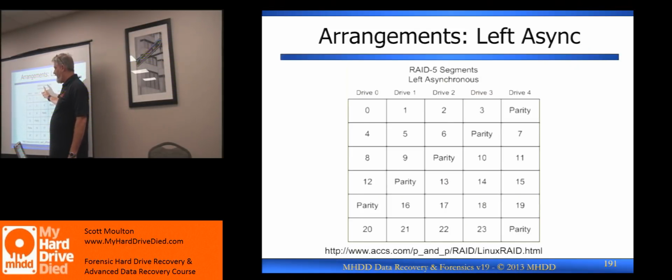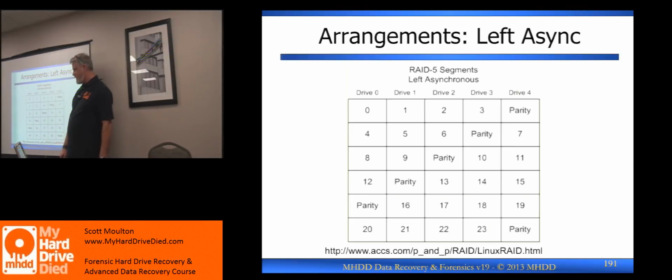There's left asynchronous, and look at the drives. Drive 0, drive 1, drive 2. Watch the order. So slice 0, 1, 2, 3, then your parity. Then it starts over 4, 5, 6. Parity moves down the tree for the number of drives you have. So if there's 5 drives, there's going to be 5 parity slices. Then it's going to start over again and do it again. Understand? It's a looping pattern, over and over.